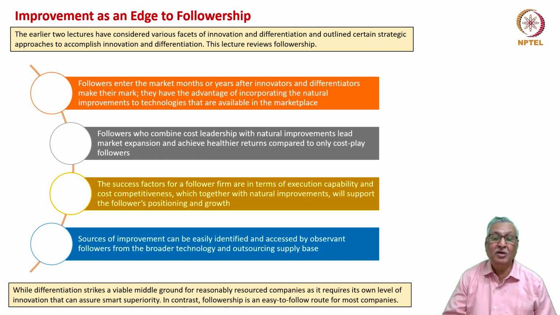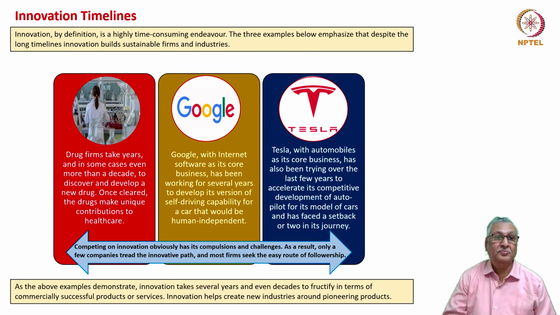Differentiation may seem to be the middle ground between high-resource companies trying to do innovation and low-resource companies trying to do followership. However, as I said earlier, differentiation is closer to innovation, whereas followership is much broader, an easy route for most companies. The difference between innovation and followership is the time-consuming nature of the endeavor. It is, of course, one of the important differences, though not all the difference by itself.